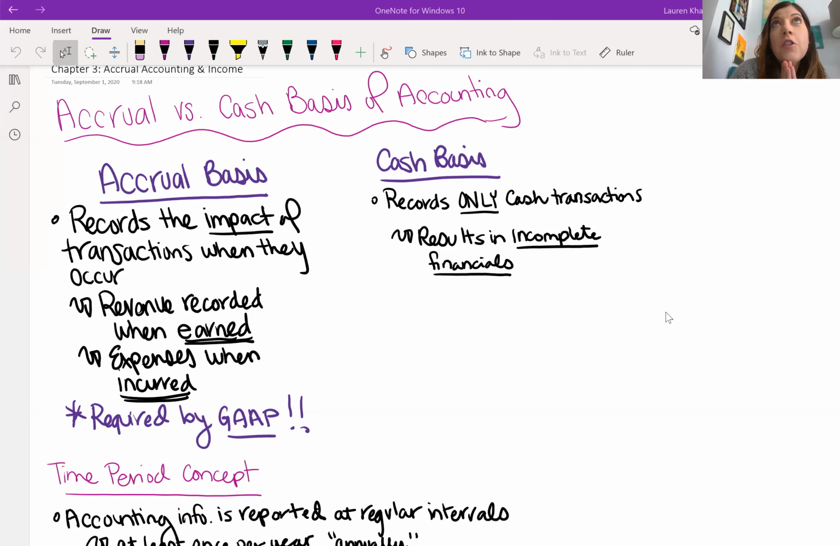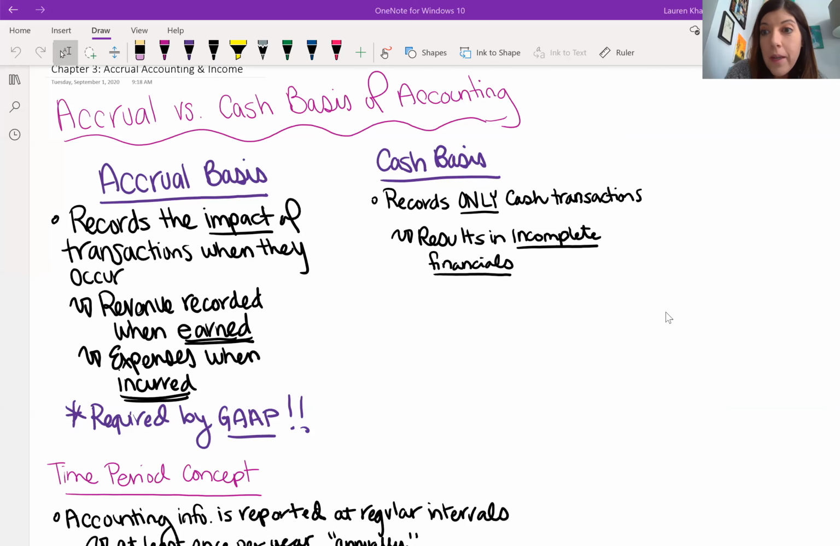Okay, so this chapter is called accrual accounting, income and accounting, right? So everything that you've learned to date is accrual basis accounting. I am not surprising you with anything. I am not trying to trick you with what we learned in chapters 1 and 2. Everything you've learned to date is accrual basis accounting. We're just putting a name to it now.